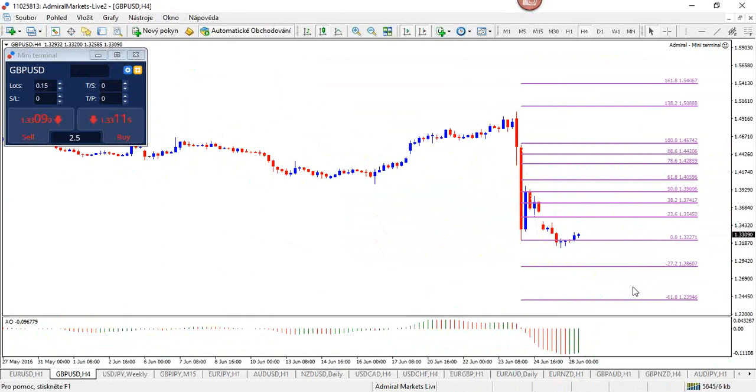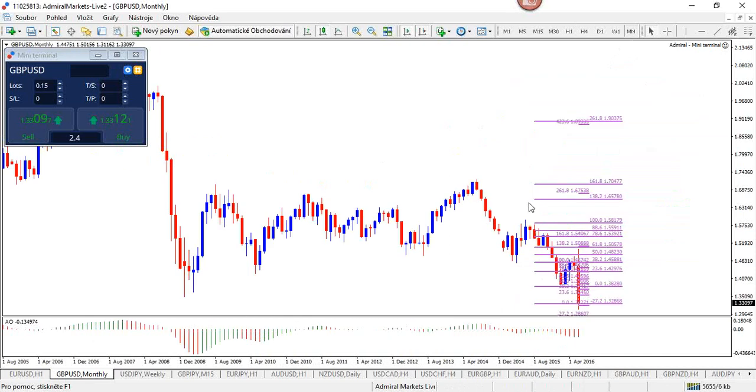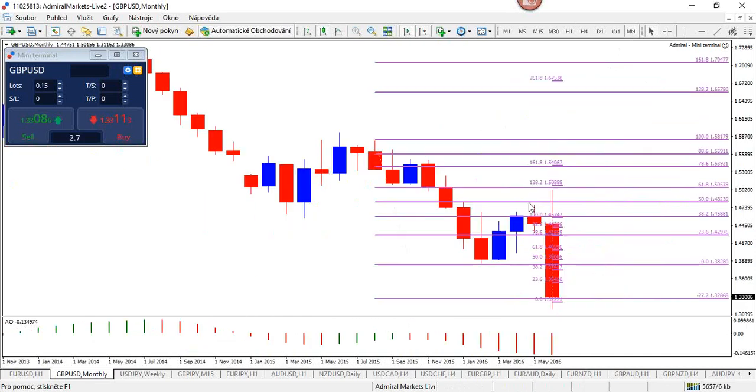Also, obviously the end of June is coming near. This week, Thursday, I think, is the last day of trading in June, which means that we're going to have a new monthly candle and a new weekly candle. So keep in mind that this monthly candle is going to be ending within a couple of days.